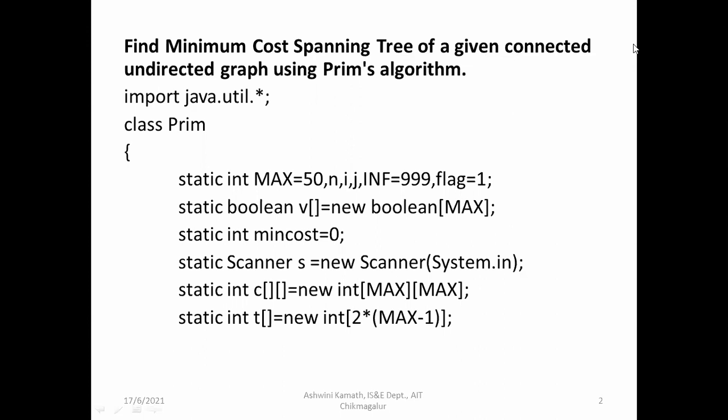So static int T is equal to new int of 2 into max minus 1. Why is it 2 into max minus 1? Because we are representing edges here. To represent the edges, we know that the number of edges is equal to the number of vertices minus 1, in the spanning tree.